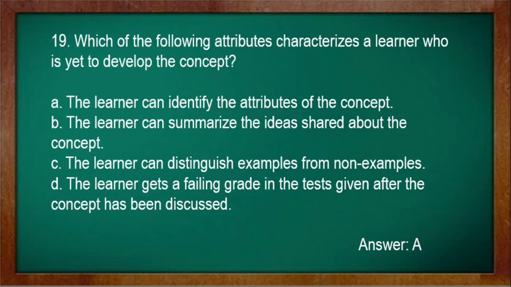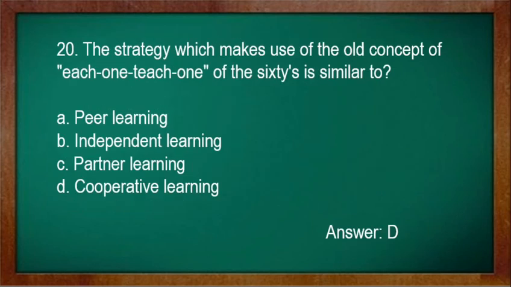Number 19. Which of the following attributes characterizes a learner who is yet to develop the concept? A. The learner can identify the attributes of the concept. B. The learner can summarize the ideas shared about the concept. C. The learner can distinguish examples from non-examples. D. The learner gets a failing grade in the tests given after the concept has been discussed. Answer, A.